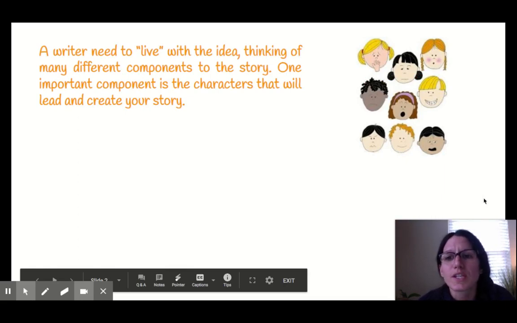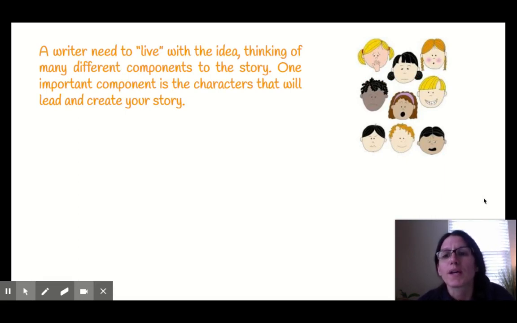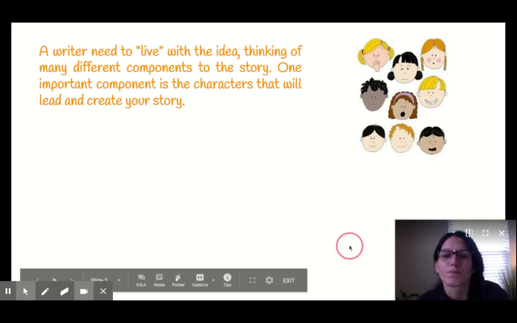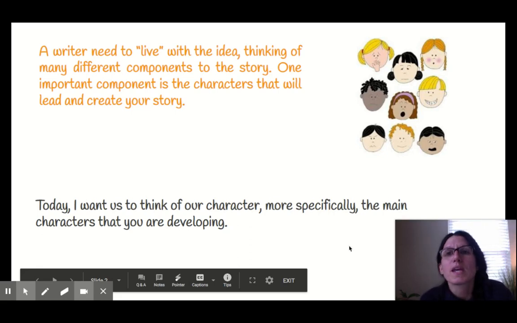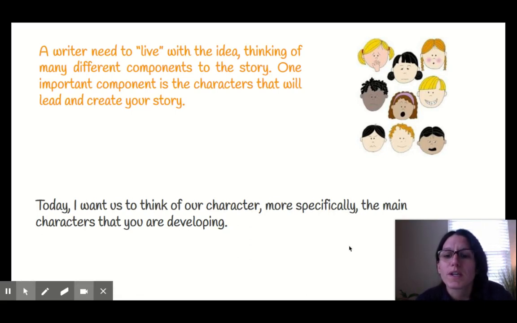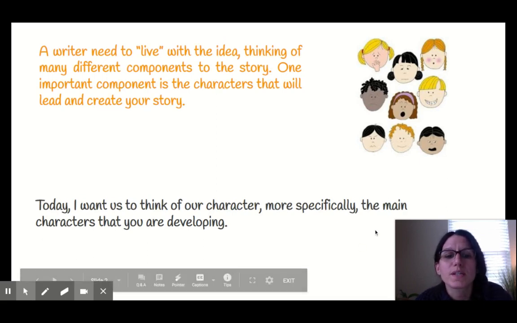So this is actually something we talked about a couple days ago, that writers need to live with their stories and the ideas of their story. The main components we talked about the other day were somebody, wanted, because, but, so, eventually, just the general components of the story. But another thing to live with is to think about your character. So today I want you to be thinking about your character more specifically, the main characters that you're developing. Okay, so as I go through the slides, think about your character as well.